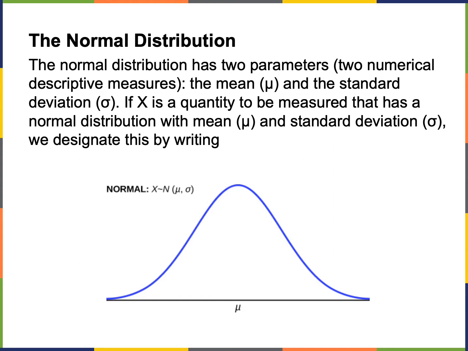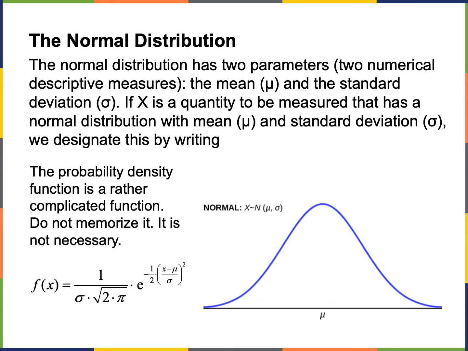So there are two parameters for the normal distribution. You have the mean, represented by the symbol mu, and the standard deviation, which is sigma. Okay, so we usually write this as x tilde, the little wiggly line, and for normal distribution, parenthesis, mu, comma, sigma.